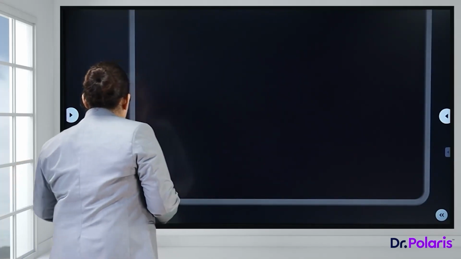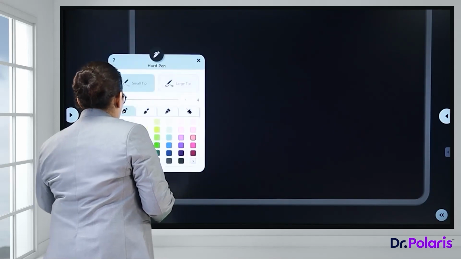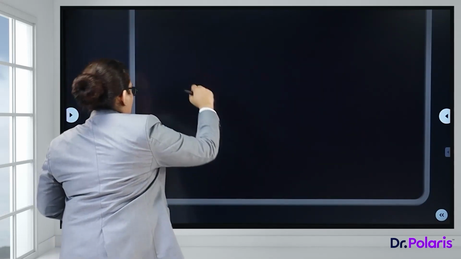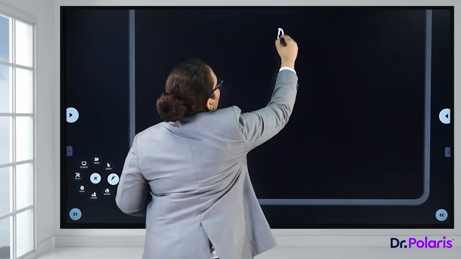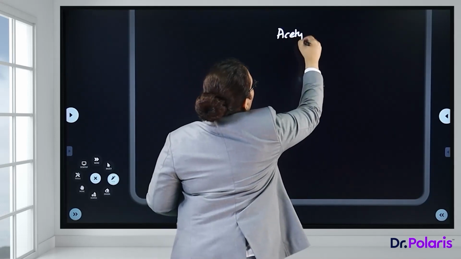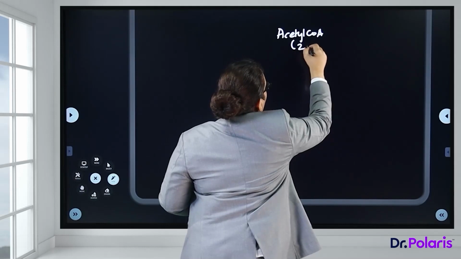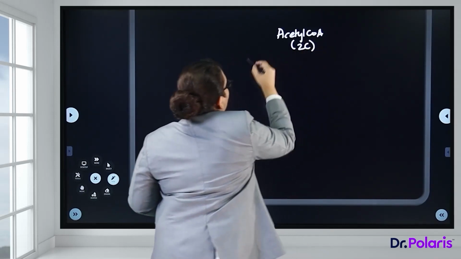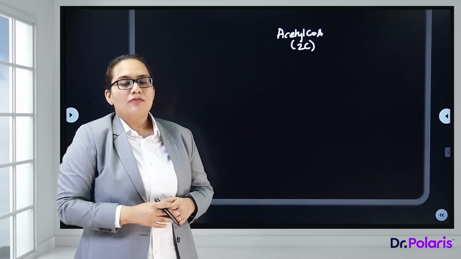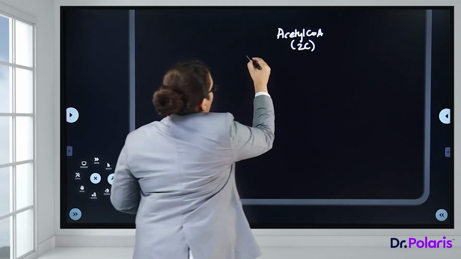The citric acid cycle or the TCA cycle contains 8 steps catalyzed by 8 enzymes. So the first step, we have acetyl-CoA, which is a 2-carbon containing compound. It combines with one of the intermediates of the TCA cycle known as oxaloacetate.